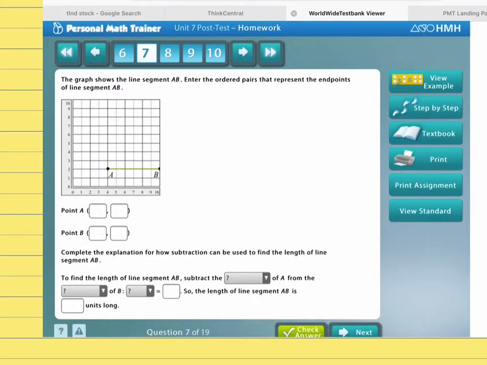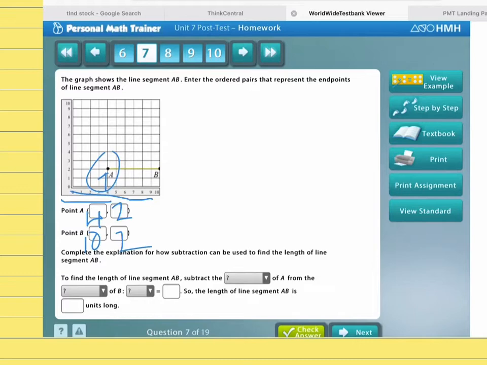Back to the coordinate plane. The graph shows line segment AB. Enter the ordered pairs that represent the endpoints. So what is the ordered pair for A? Again, start at the origin, move over 4, so x is 4, and move up to y is 2. And for B, move over 10, so x is 10, and up to y is 2.